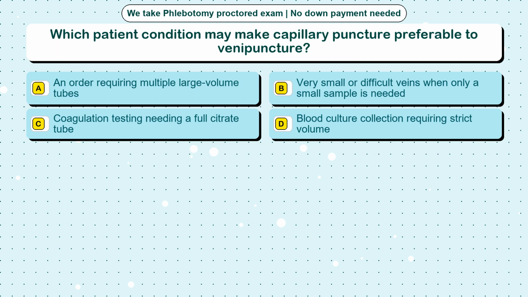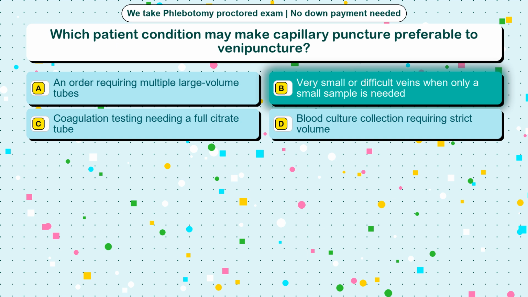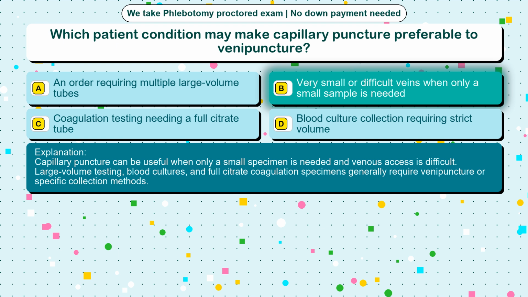Question 35. Which patient condition may make capillary puncture preferable to venipuncture? Option A. An order requiring multiple large volume tubes. Option B. Very small or difficult veins when only a small sample is needed. Option C. Coagulation testing needing a full citrate tube. Option D. A blood culture collection requiring strict volume. The correct answer is option B. Very small or difficult veins when only a small sample is needed. Capillary puncture can be useful when only a small specimen is needed and venous access is difficult. Large volume testing, blood cultures, and full citrate coagulation specimens generally require venipuncture or specific collection methods.